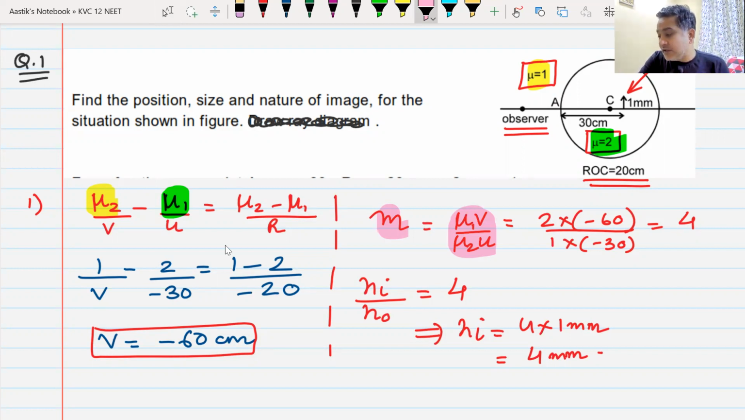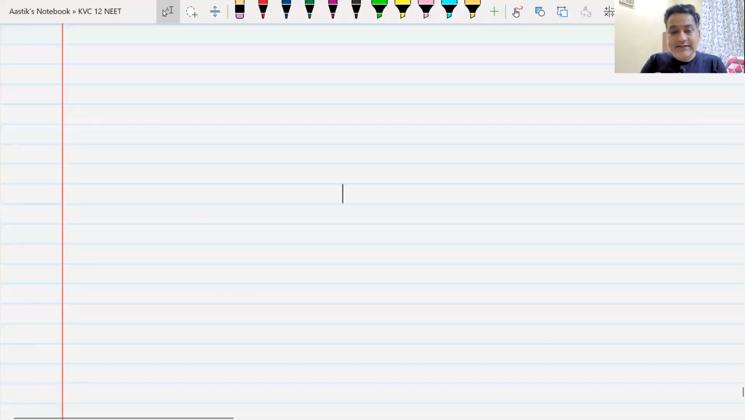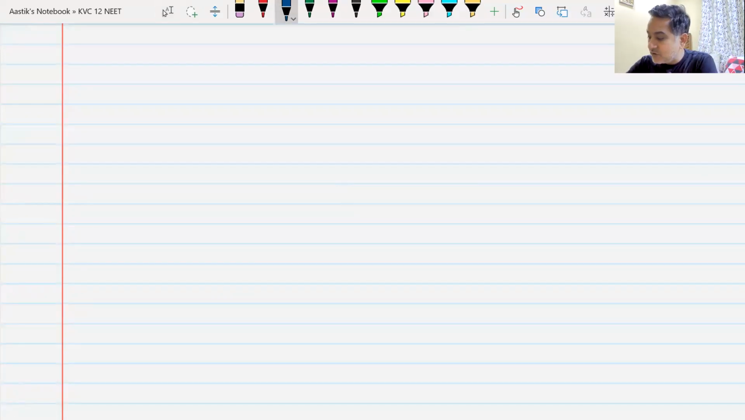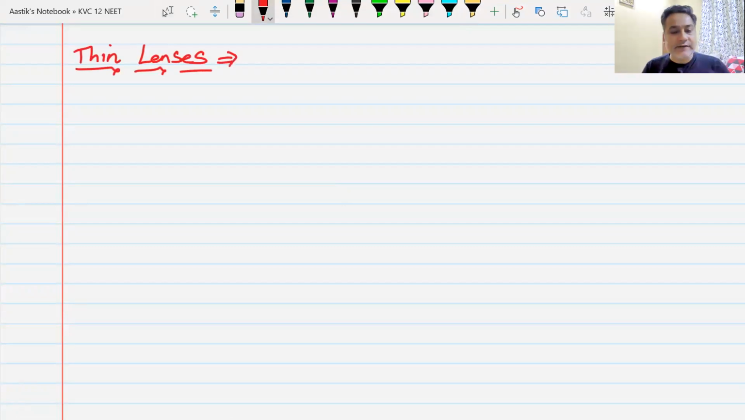That brings us to the topic for today, and the topic for today is known as lenses, or very specifically, we call them thin lenses. What do you mean by thin lenses? Their widths are very small. So whenever we talk about lenses, in this particular chapter we will be talking about thin lenses.